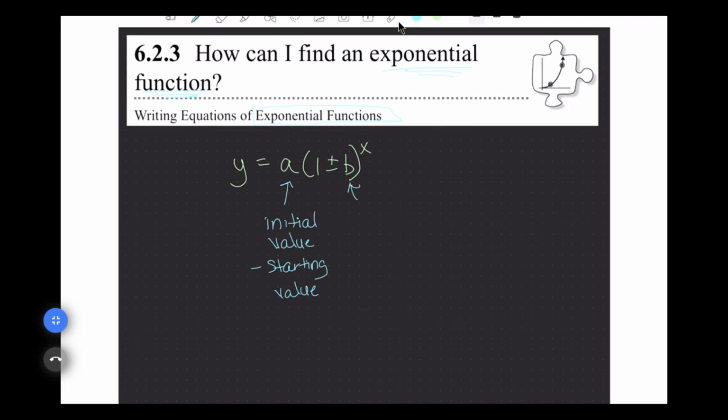Our b is the multiplier, but in money we usually just call it our rate. And x is our time in years.